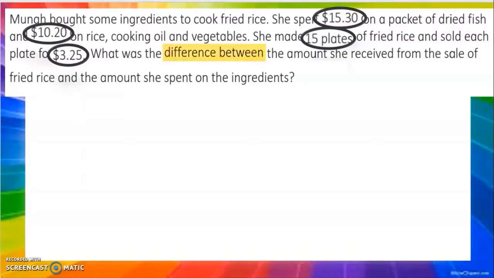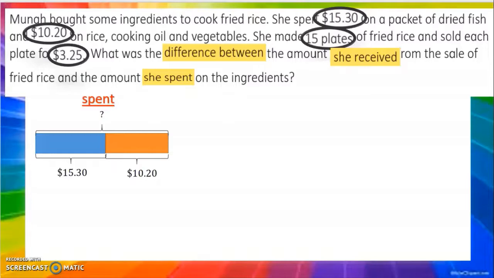So in the question, the difference between what she received and what she spent. So we take first how much she spent. For the dried fish, $15.30. For the rice, cooking oil, and vegetables, $10.20. To find altogether what she spent, add: 0 plus 0 is 0, 3 plus 2 is 5. Copy the point, 5 plus 0 is 5, 1 plus 1 is 2. So we have $25.50 she spent.